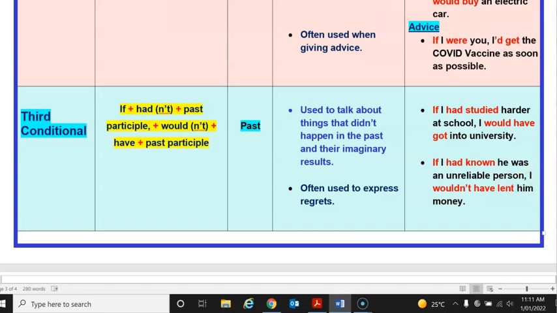So that's it for this short lesson on the overview of the four conditionals. I hope it has been helpful.